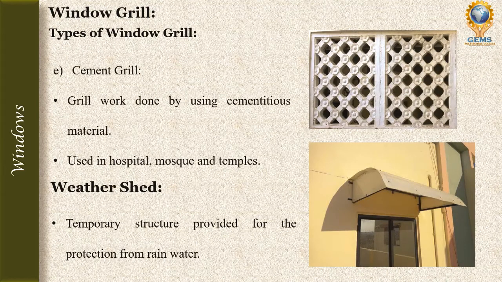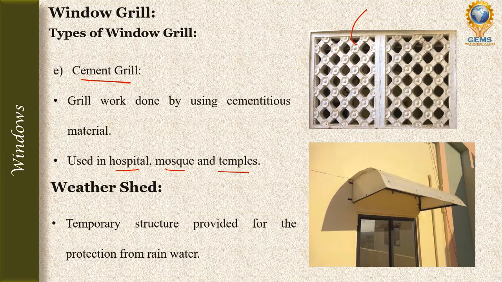And the fifth type is cement grills. Here we will mold the design of the window grill in plain cement concrete. Whichever type of design of grill you need, we will mold that one. Mostly this will be used in hospitals, mosques, temples. We will use this cement grill mostly in public buildings.